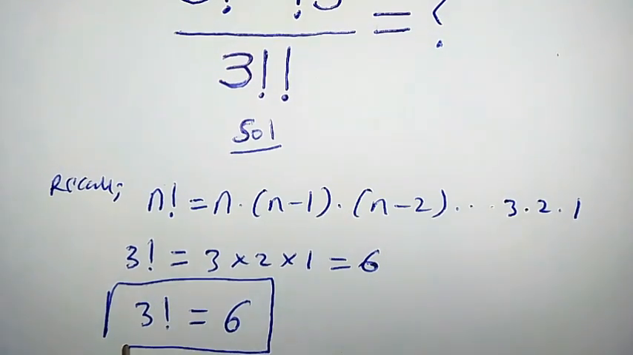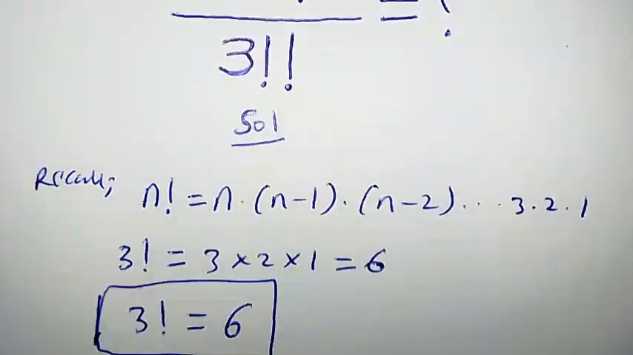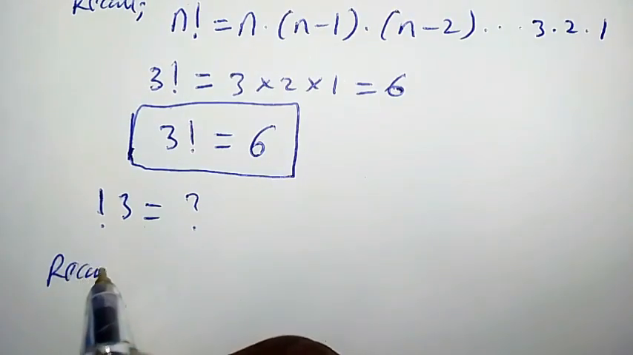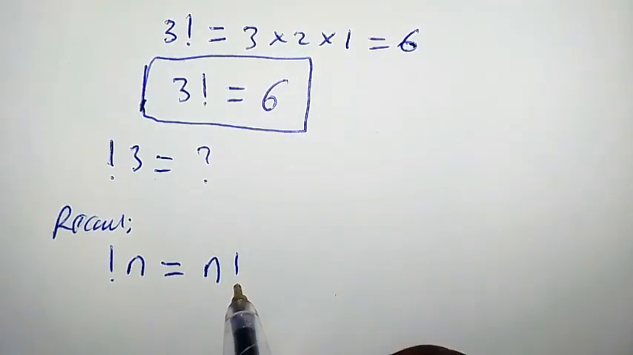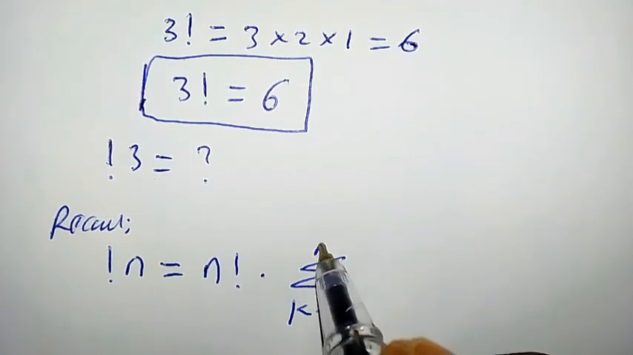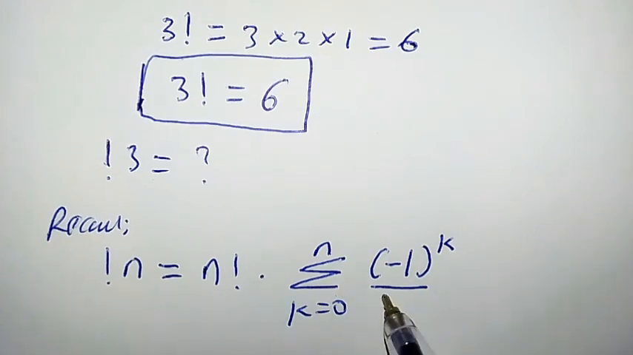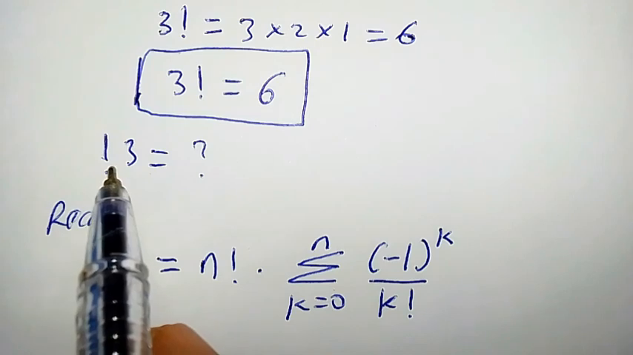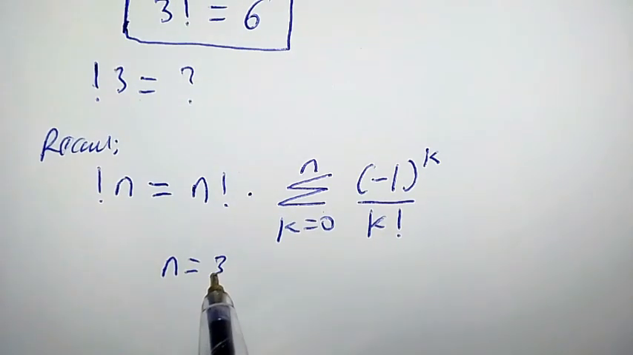Take note of this. Now, let us consider subfactorial of 3. Subfactorial of 3 is equal to what? Recall that subfactorial of n is given by n factorial times summation k running from 0 to n of minus 1 to the power of k over k factorial. We are going to utilize this formula to get what subfactorial of 3 is. So, our n is equal to 3.